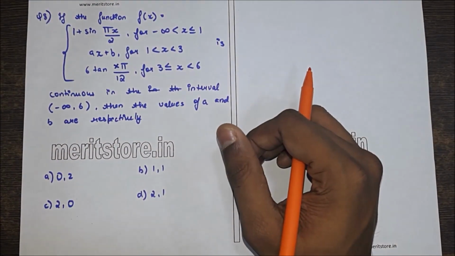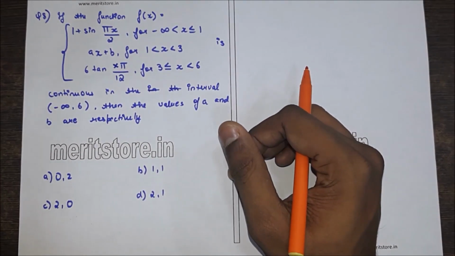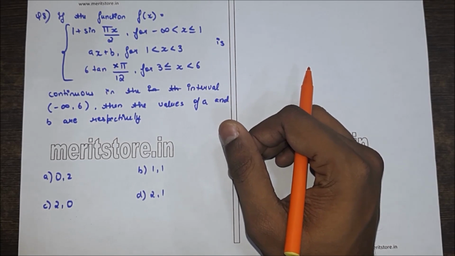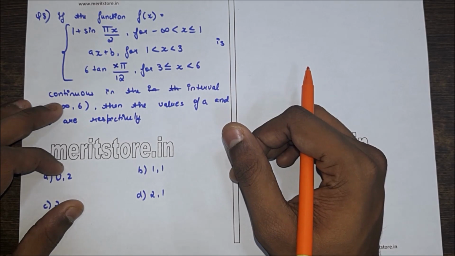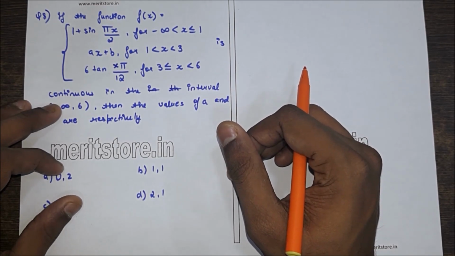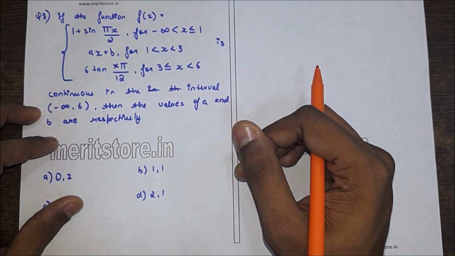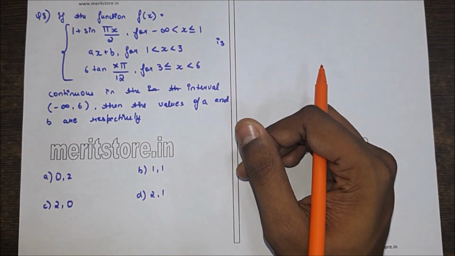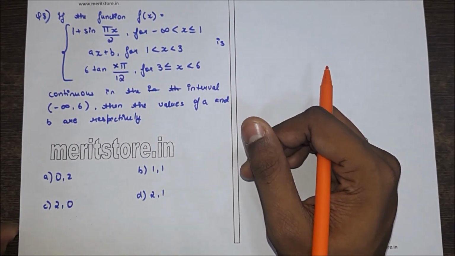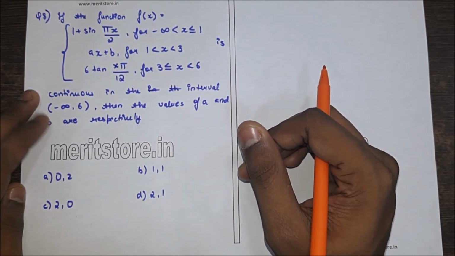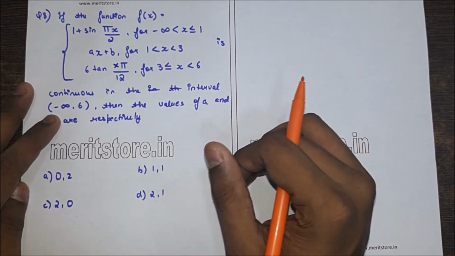If the function f of x is equal to 1 plus sine pi x by 2 for minus infinity less than x less than or equal to 1, ax plus b for 1 less than x less than 3, and 6 tan (pi x by 12) for 3 less than or equal to x less than 6, is continuous in the interval minus infinity to 6, then the values of a and b are respectively: a, 0, 2; b, 1, 1; c, 2, 0; or d, 2, 1.